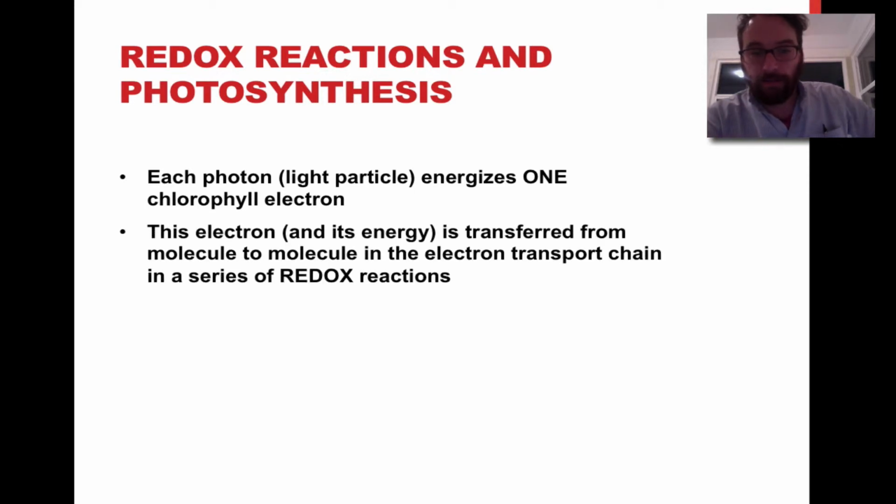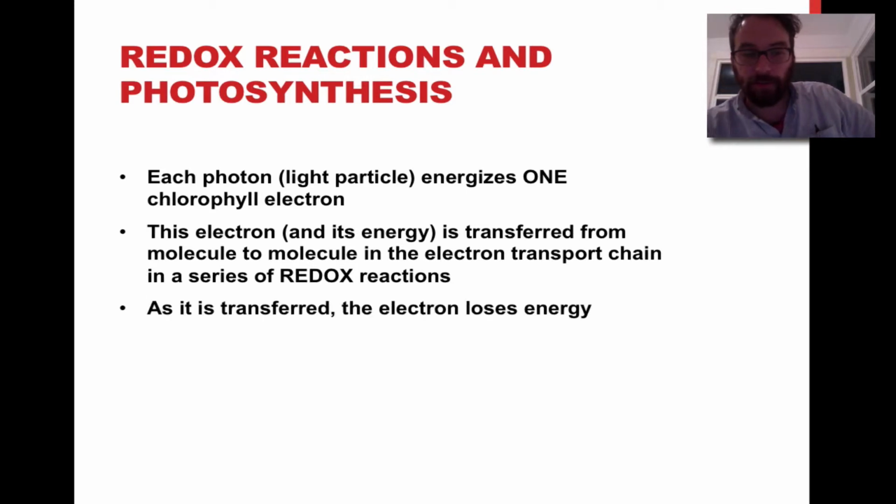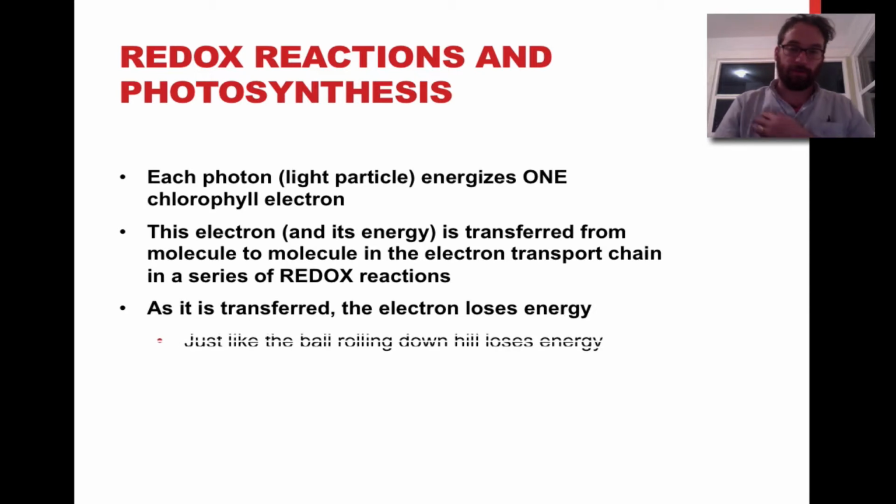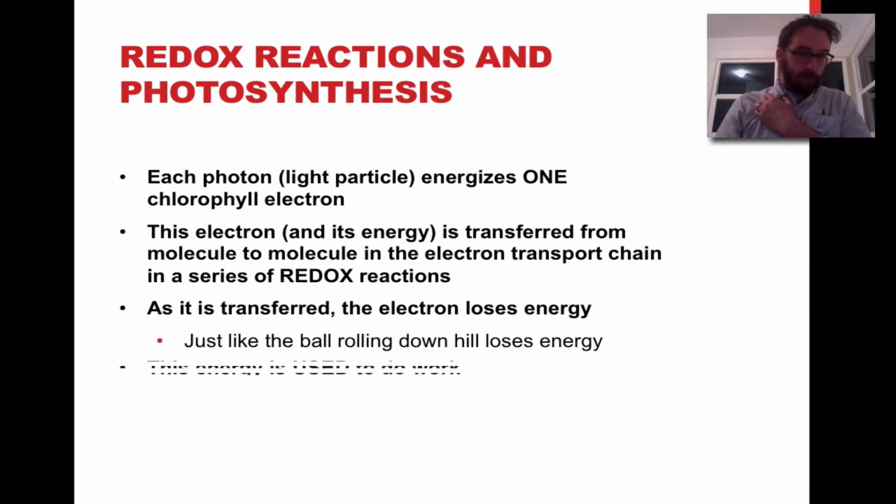This electron and its energy is transferred from molecule to molecule in the electron transport chain in a series of redox reactions. One molecule is giving up the electron, one molecule is accepting it. As it's transferred, it's like the ball rolling downhill. The electron's potential energy is decreasing. Its energy is being transferred somewhere else, just like the ball.